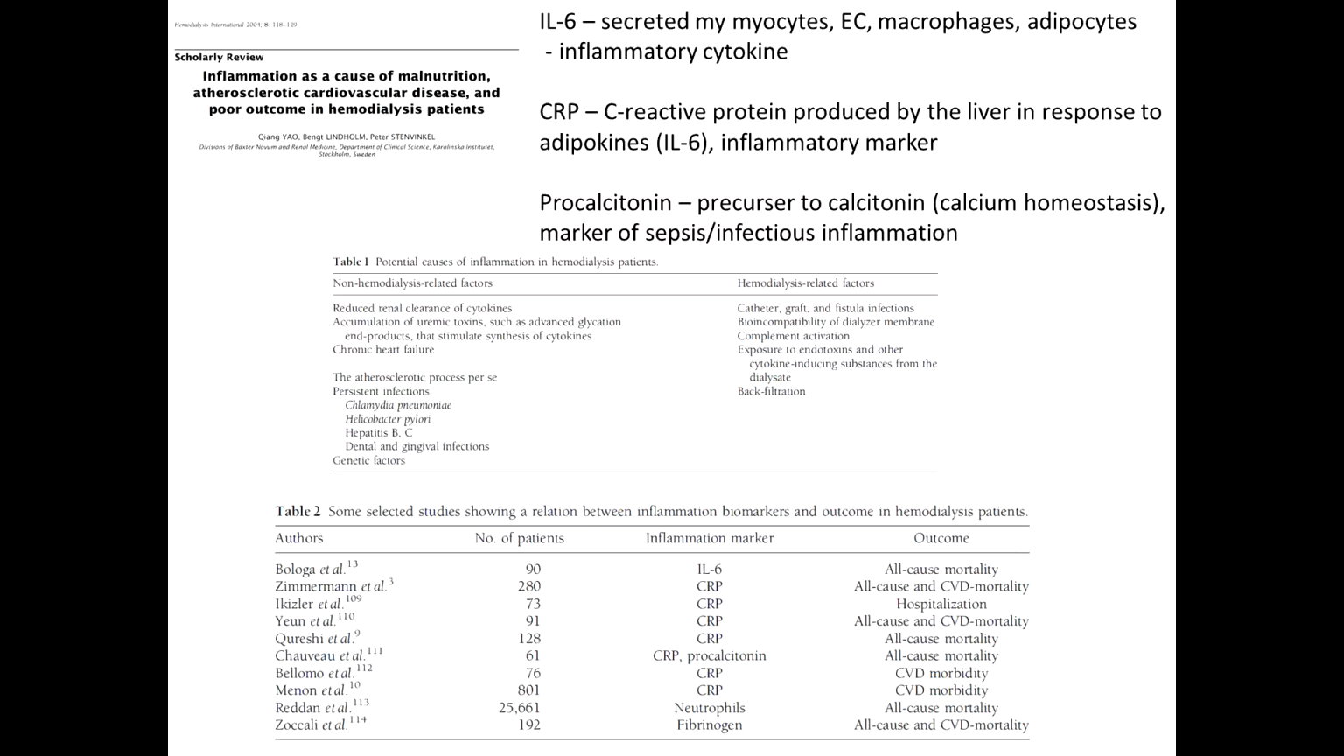Okay, so now I want to talk a little bit about some clinical stuff, now that we got some of the molecular stuff out of the way. I know this paper is old. It's a 2004 paper, and I don't typically like to look at these papers except when they have some significant relevance to us. So the name of this paper is Inflammation as a Cause of Malnutrition, Atherosclerotic Cardiovascular Disease, and Poor Outcome in Hemodialysis Patients.